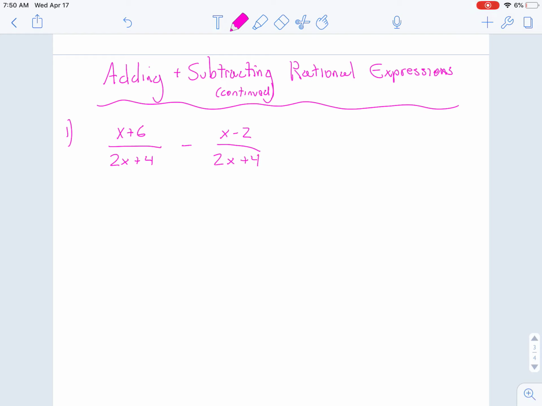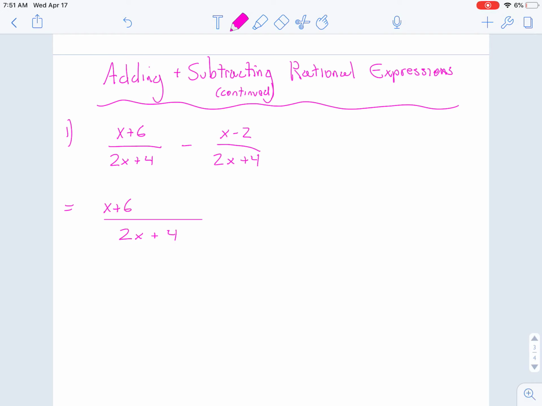All right, we see that we're combining two fractions by addition or subtraction, in this case subtraction. So we know we have to have a common denominator. Well, this is great. Our denominators are the same. They're both 2x plus 4, so we're ready to combine. So now I'm going to just write one fraction. We know we keep the same denominator, and now we just combine the numerators. Well, we're subtracting the numerators. X plus 6 minus x minus 2.